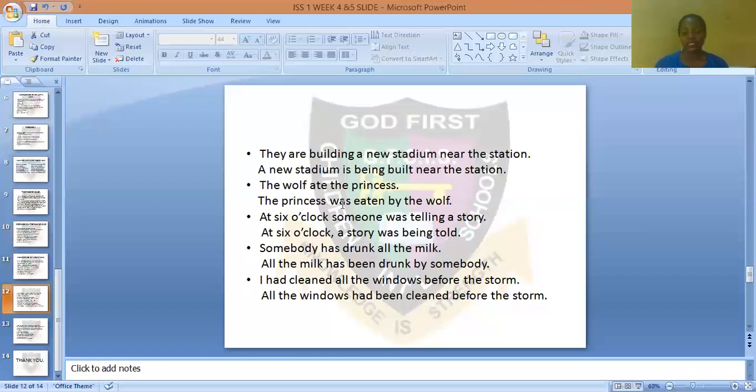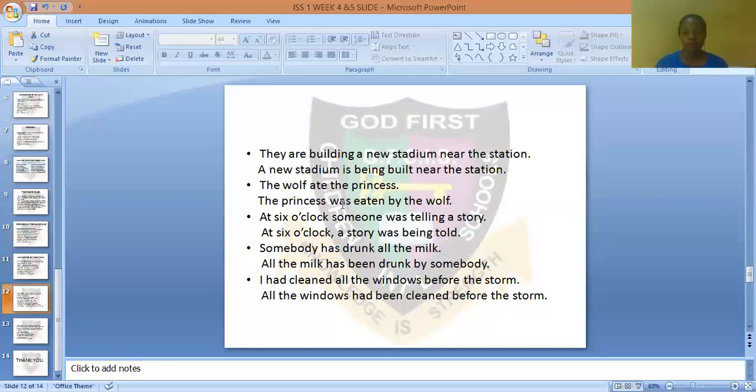Another example, the wolf ate the princess. The subject here is very clear. The wolf is the subject. The verb here is ate. And the princess is the object of the sentence. The wolf ate the princess.